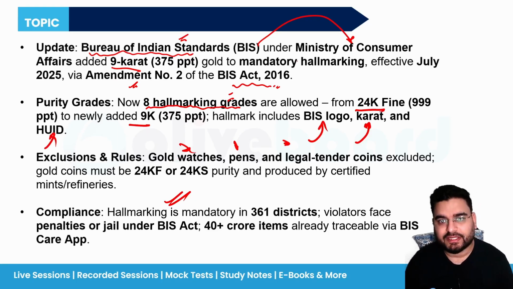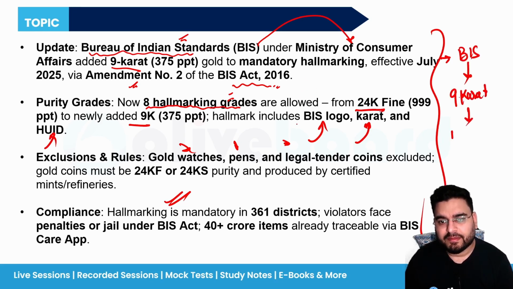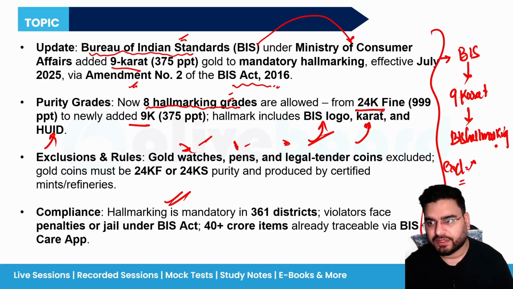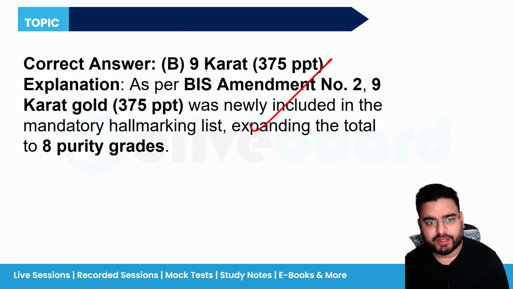So please remember. So what are the things you have to remember? First is BIS added 9 carat to BIS hallmarking. Okay, so please remember, and please remember the excluded category, that legal coins, watches, and pens are not included in this. So 4 things you have to remember. Okay, any doubt, anyone? Is it clear? Chalo, very good, Arun.